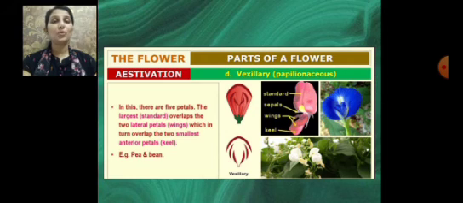So based on the mode of arrangement of sepals and petals in a floral bud, there are 4 types of estivation: the valvate, the twisted, the imbricate, and the last type, the vexillary type of estivation.